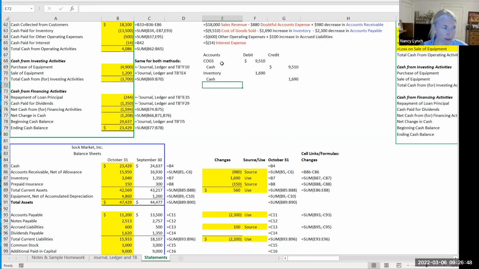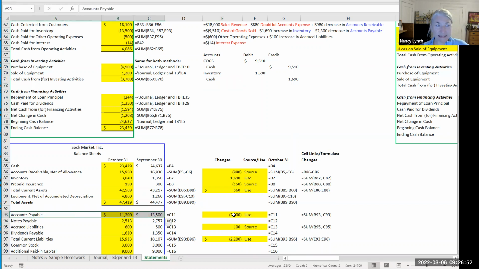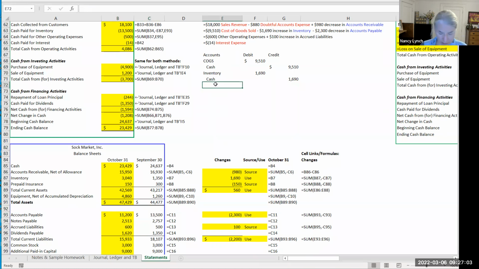So I'm now going to go to accounts payable, my current liability, and I see here it went down by 2,300. How do you get accounts payable to decrease by 2,300? Well, the normal balance of payables is credit, so a decrease to it would be a debit. So I'm going to make that debit. Sorry, how much was it? 2,300.